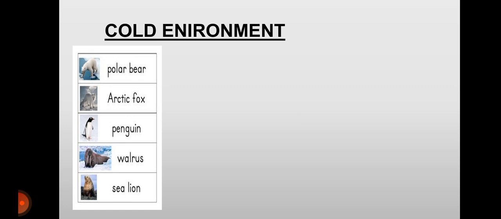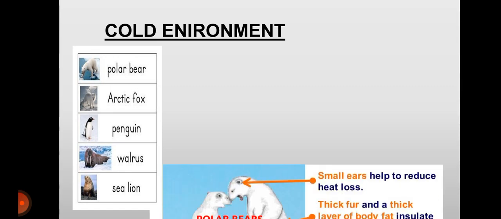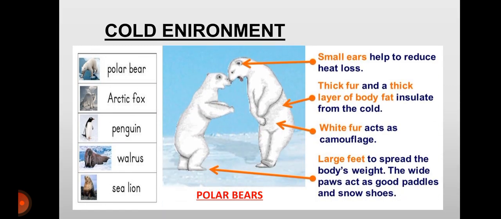Now we will talk about cold environment animals like polar bear, Arctic fox, penguin, walrus and sea lion. In today's video we will talk about polar bear. Polar bears have small ears which help them to reduce heat loss. They have thick fur and a thick layer of body fat to insulate or to protect themselves from the cold. They have white fur which acts as a camouflage.